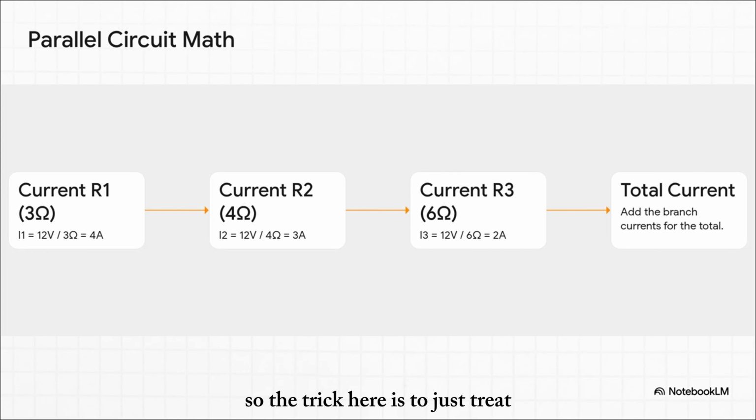separately. So the trick here is to just treat each branch like its own little mini circuit. We just apply Ohm's law to each path, one at a time. For that first branch with the 3 ohm resistor, 12 volts divided by 3 ohms is 4 amps. For the second, it's 3 amps. And for the third, it's 2 amps.